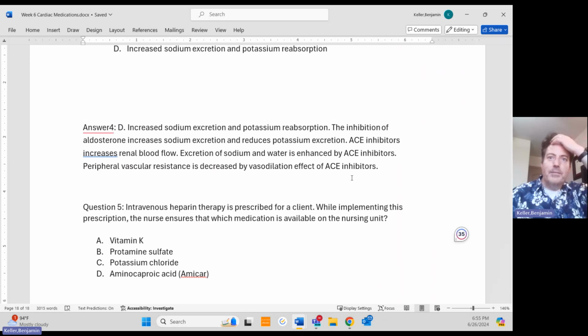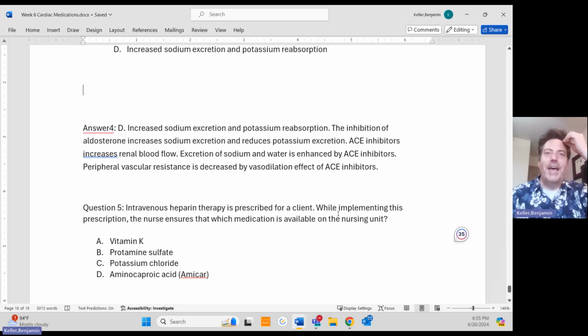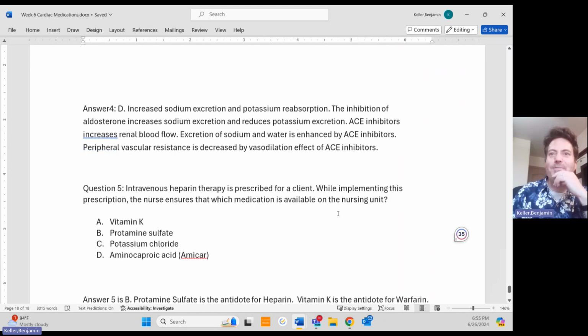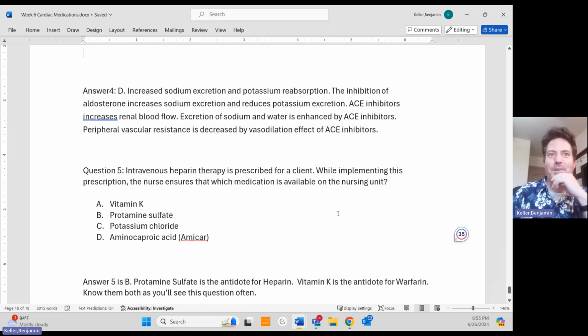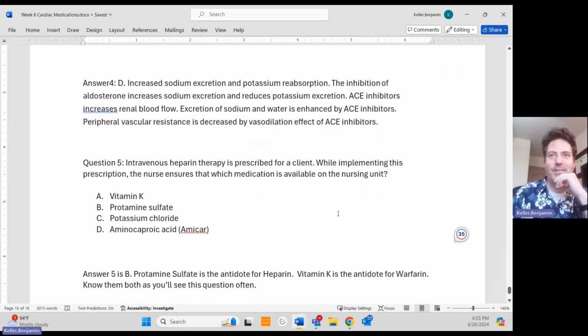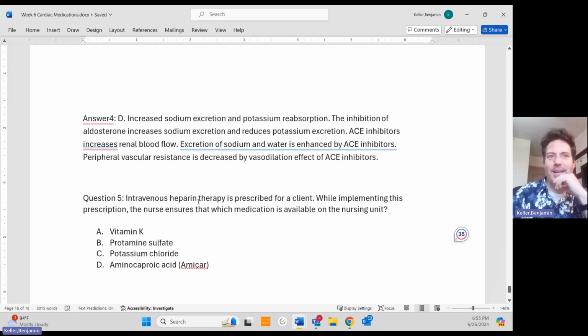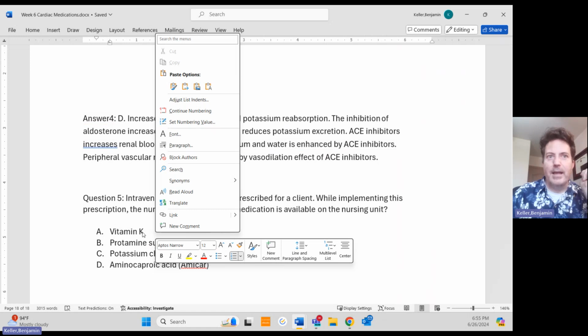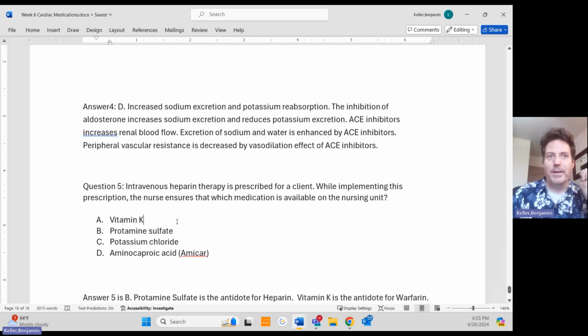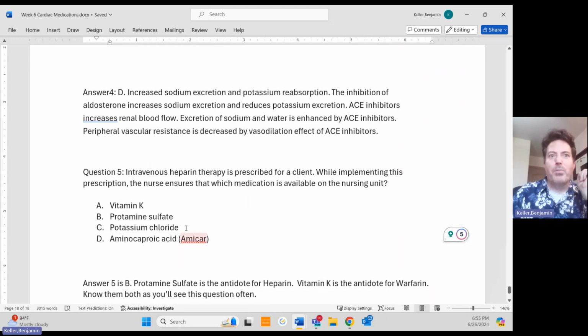All right, and last one. I'm sorry, that's not the answer for this one. I read the wrong line. Question 5. Intravenous heparin therapy is prescribed for a client. While implementing this prescription, the nurse ensures which medication is available on the nursing unit. What's the antidote for heparin? Is it vitamin K? No, that's going to be warfarin, Coumadin. Heparin is protamine sulfate.